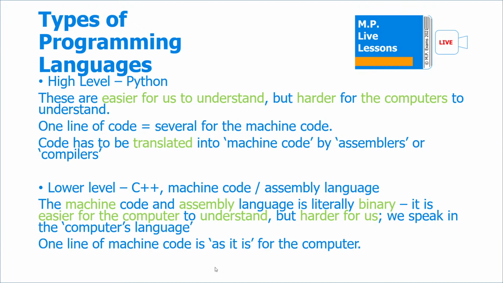For example, one line of machine code is just one line of code for the computer, whereas let's say print involves a few different things. It will have to fetch some memory and do stuff with it before it's sent to a piece of hardware.